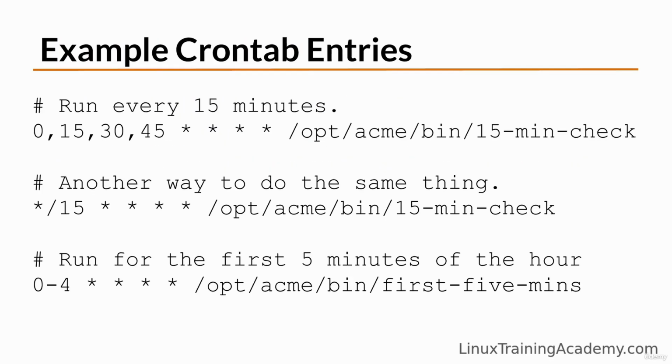You can provide multiple values for each of the fields. If you would like to run a command every 15 minutes, you could use 0, 15, 30, 45 in the minutes field, or you could use */15. You can even use ranges with a dash. If you want to run a job every minute for the first 5 minutes of the hour, you can use 0-4 in the minutes field. That job will get executed at the top of the hour, 0 minutes, then 1 minute, 2 minute, 3 minute, and at the 4th minute, running a total of 5 times every hour.